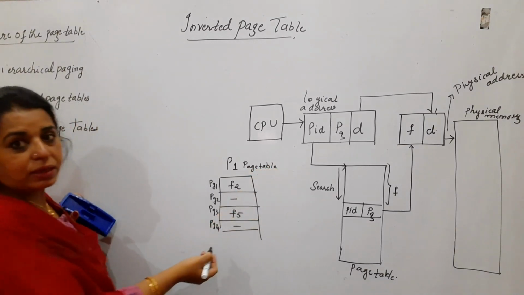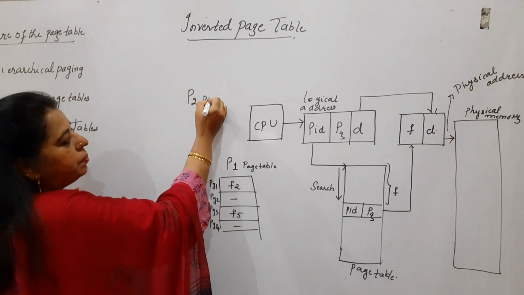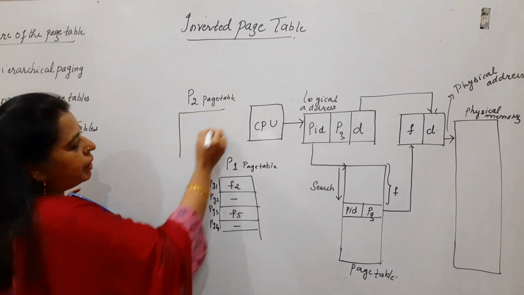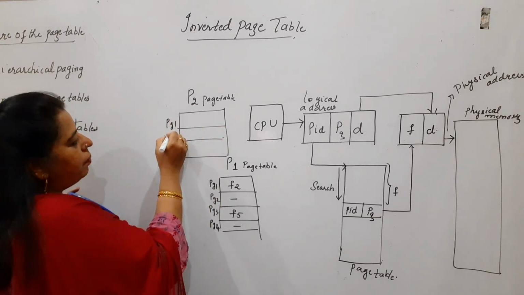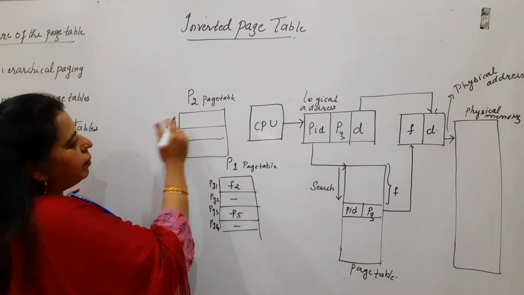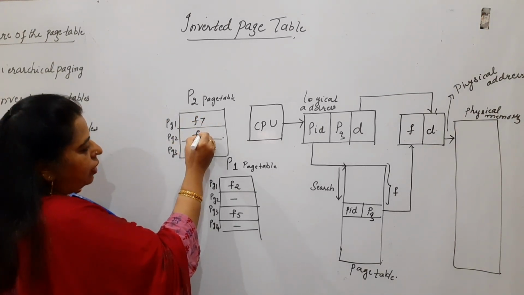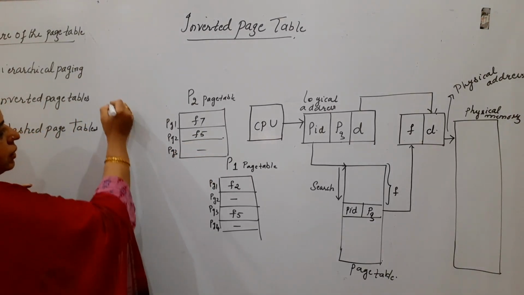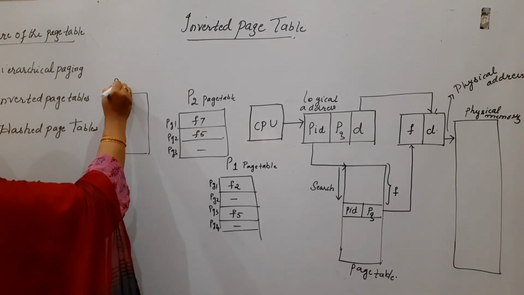Like this, you have another process, P2, and its page table. Let us assume it has only 3 pages, so there will be 3 entries only: page 1, page 2 and page 3. Out of these 3, we can assume that page 1 is stored in F7, something like this. Page 2 is stored in F5, page 3 is not stored. Fine. Then you have one more process. Let me take 2 to 3, then only you will get the clear picture. We have another process P3.